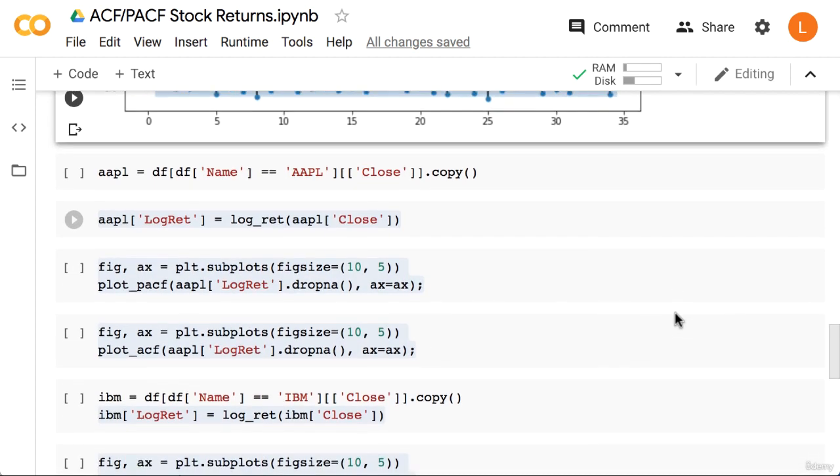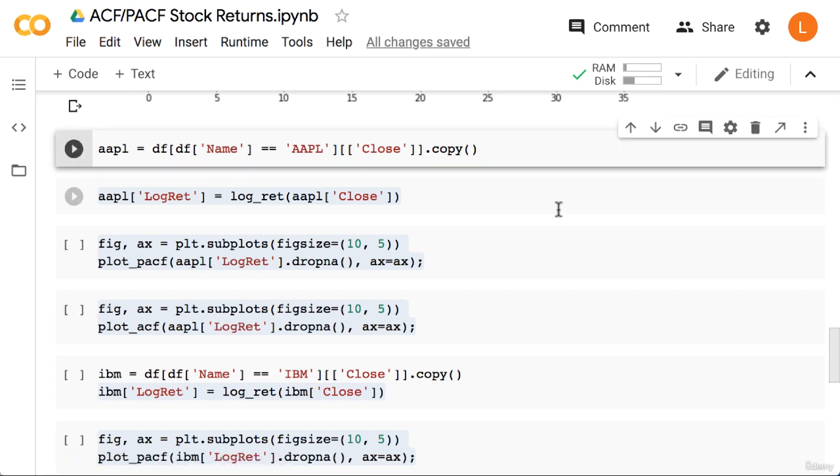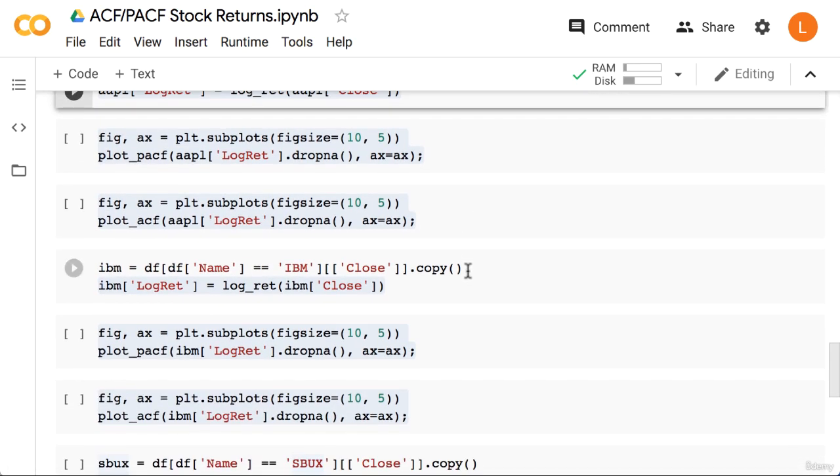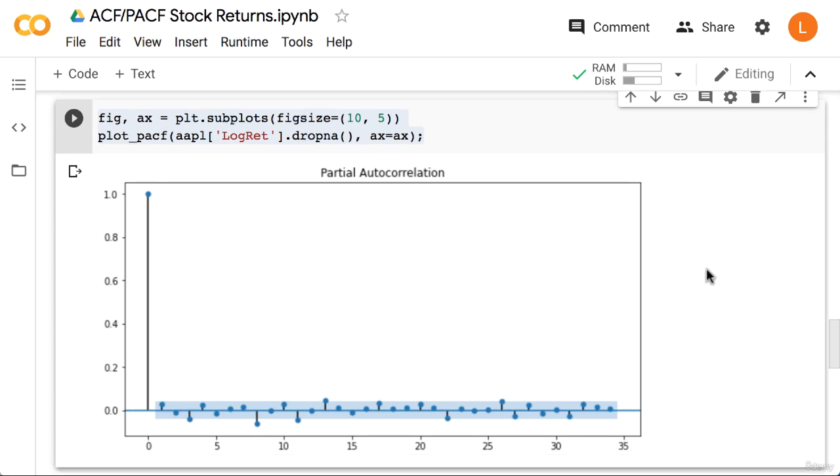Okay, so maybe that was just a fluke. Let's now try Apple's stock price instead. Alright, so this is all the same code as before. Let's filter out Apple's close price. Next, let's calculate Apple's log returns. Next, let's look at the PACF for Apple. Okay, so what do we see? Again, pretty much the same picture. There are really no significant PACF values, and therefore, we would choose P equals 0.